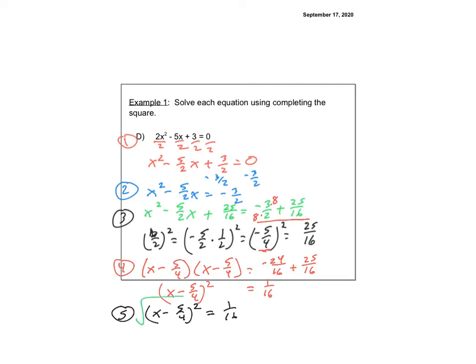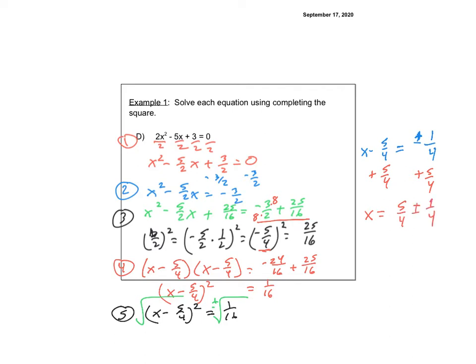I'm going to go ahead and take the square root of both sides. And so now I'm going to end up here with x minus 5/4 equals plus or minus the square root of 1. Square root of the numerator there is 1. Square root of the denominator there is 4. And now I got to keep solving this, so I have to bring over the 5/4. So I'm going to add 5/4 to both sides. So I get x equals 5/4 plus or minus 1/4.